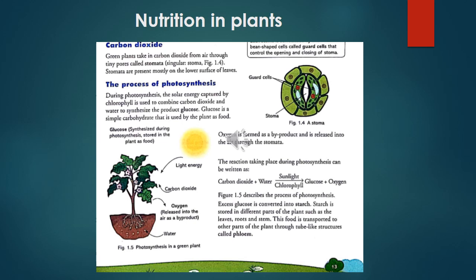Starch is stored in different parts of the plant, such as the leaves, roots, and stem. This food is transported to the other parts of the plant through a tube-like structure called phloem. So phloem transports food from one part to another part of a plant body. It is also a pipe-like structure like xylem.